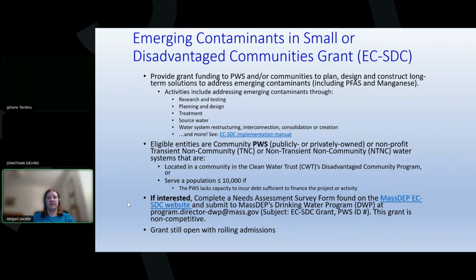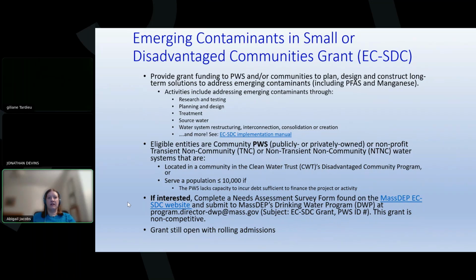The key here is if you're interested, please complete a needs assessment survey form, found on the MassDEP ECSCC website. That just shows us that you're interested in the program, and we'll review it. The contact is program.director-gwp@mass.gov. I also want to note that this grant is not competitive and it's still open with rolling admissions, so as we get needs surveys, we make decisions on a rolling basis.